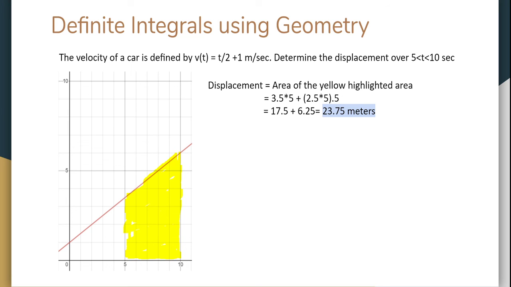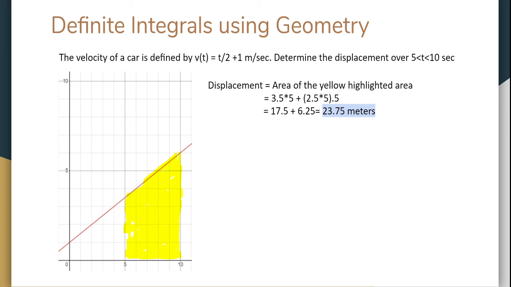So now I have a slightly more complicated function. This one's pretty similar to, I think, maybe not number 1. I think it's the first one they give you using geometry, so maybe number 3 or something on the worksheet. It's defined by t over 2 plus 1 meters per second, to determine the displacement over 5 is less than t is less than 10 seconds. This is one where I couldn't really do it in my head, I don't think.